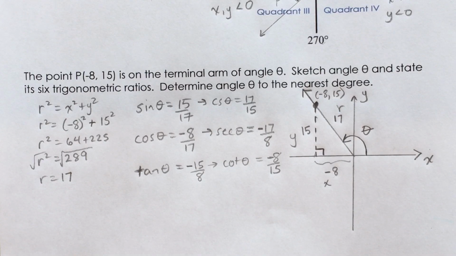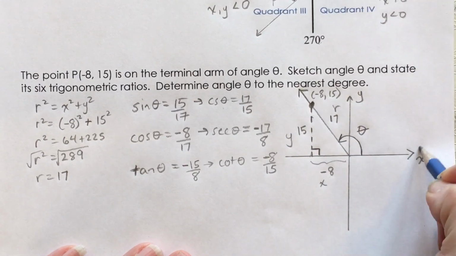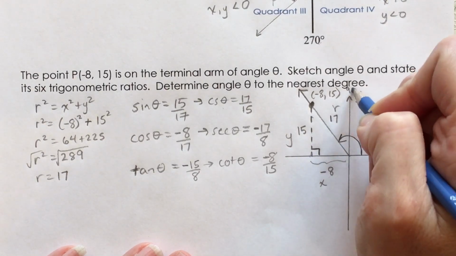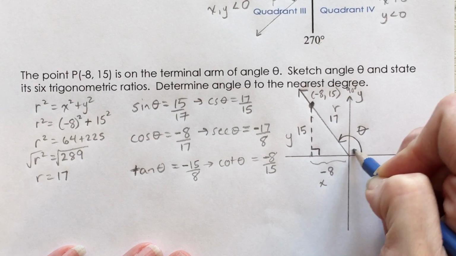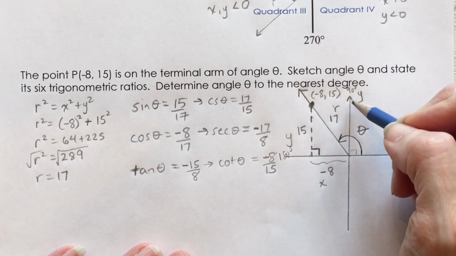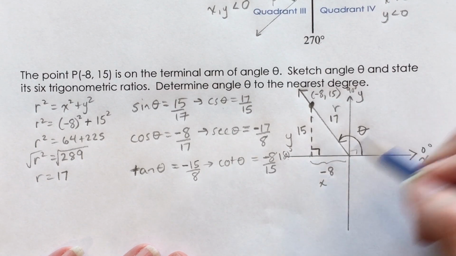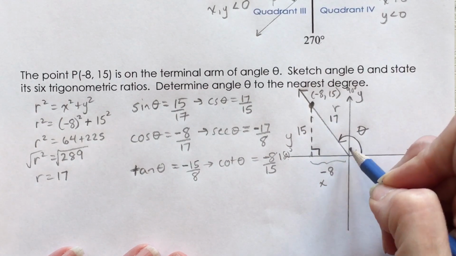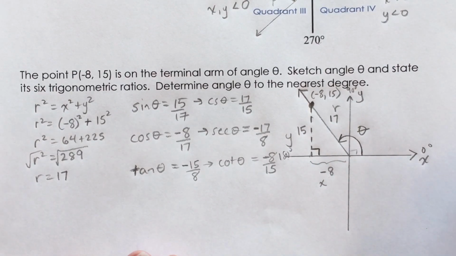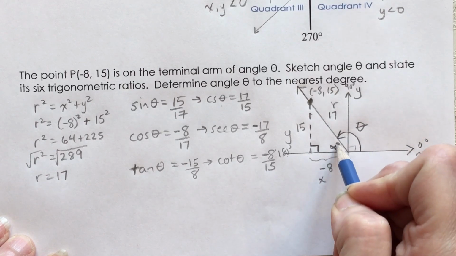Now they want us to determine angle theta to the nearest degree. So we know that here's 0 degrees, 90 degrees, and this would be 180, so our angle is going to be between 90 and 180. So how do we find it? Well, we want to go back to a grade 10 triangle. So we want to pretend that we want to actually find this angle in here.